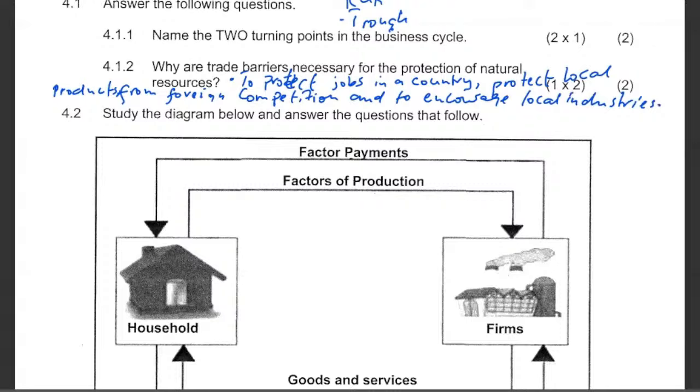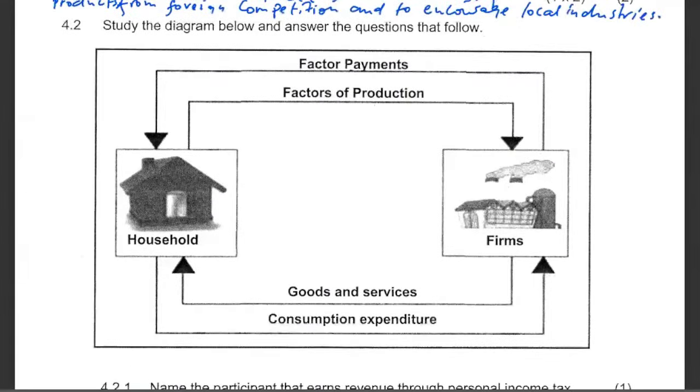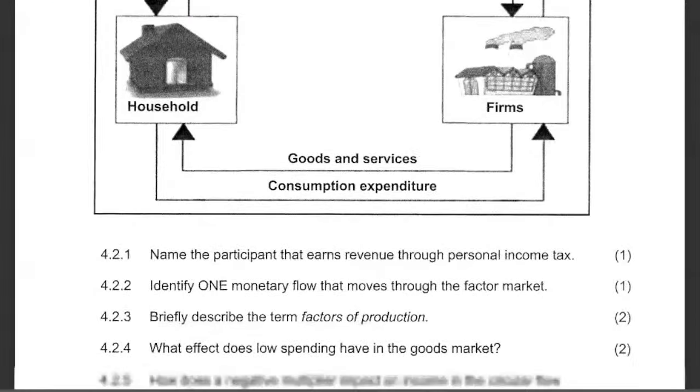Okay, right. So now let's move on to the next question, which is question 4.2. Study the diagram below and answer the questions that follow. We have households and firms. Then from there, we have goods and services, consumption expenditure, vector payments, and vectors of production. Question 4.2.1 reads: name the participant that receives revenue through personal income tax. This is the government.